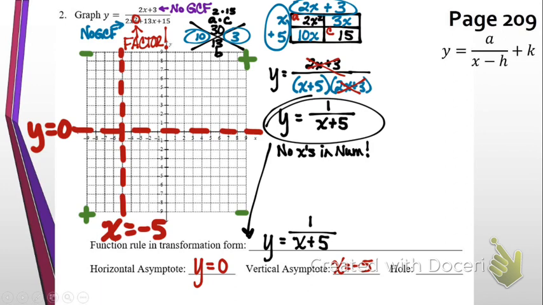What do I still need to know? I need to know the hole. How will I find that hole? There is a hole where 2x plus 3 equals 0. Need a little bit more space.